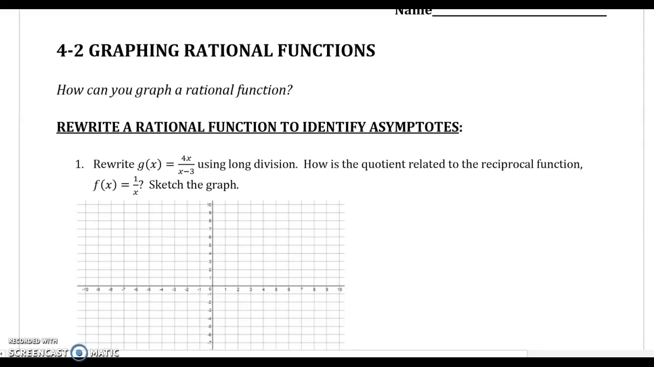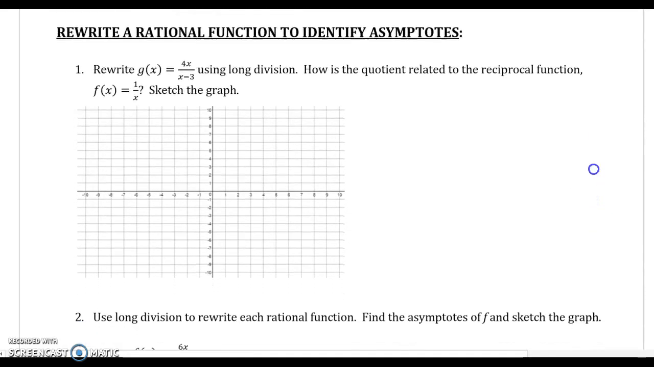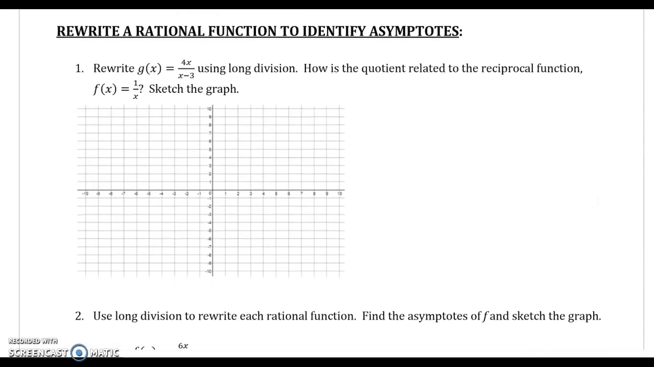Hey guys, today we're going to do 4.2, graphing rational functions. The first thing we have to do is rewrite a rational function to identify asymptotes, so to have it in the form we saw yesterday. Actually, it wasn't yesterday, it was Friday. So first we'll do long division.